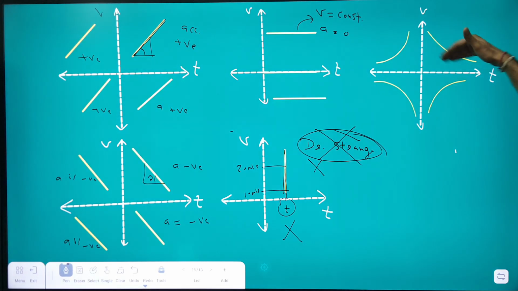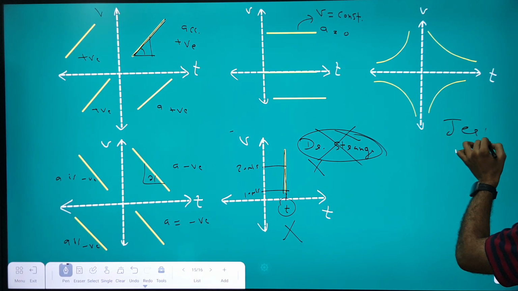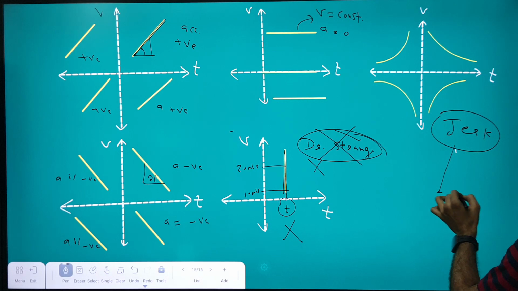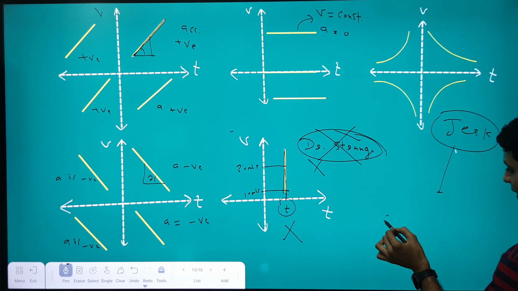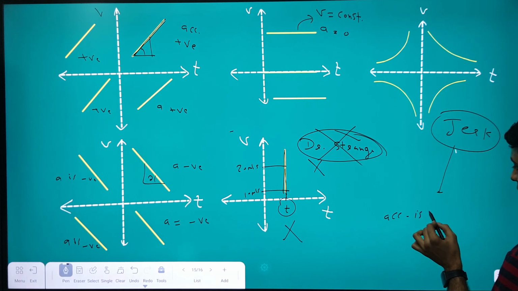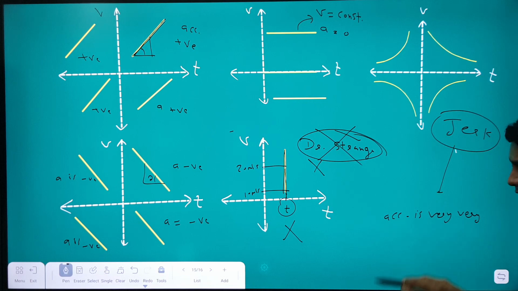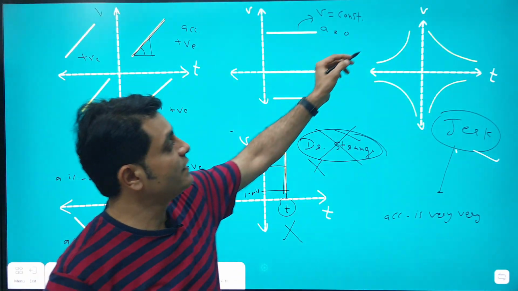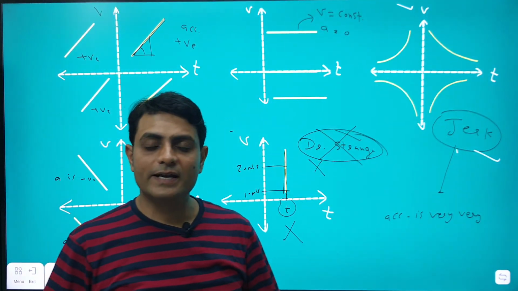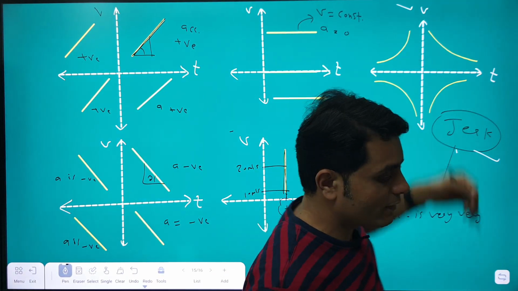Now if the graph of v versus t is like this, then it is called a jerk. Jerk in physics means if acceleration is very high, and if acceleration is increasing, then it is called a jerk, which is out of our syllabus. Okay, so if the graph of v versus t is like this, it means acceleration is increasing. I have not seen a question like this, but I have tried to cover all the graphs.